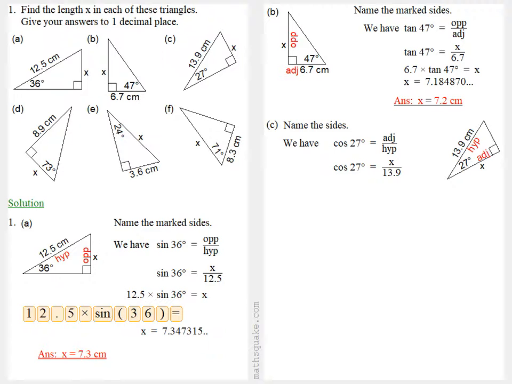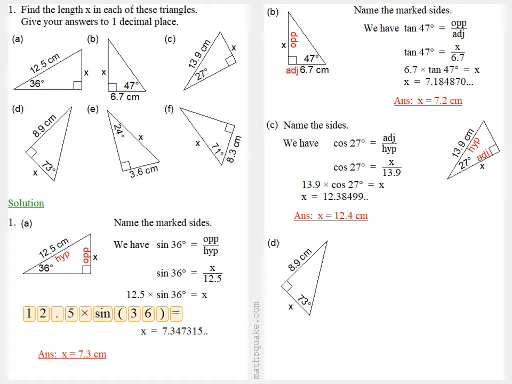If we multiply both sides by 13.9, we get 13.9 times cosine of 27 equals x. And if we type that into a calculator, we get x is equal to 12.38499. So our answer is, rounded to one decimal place, x equals 12.4.